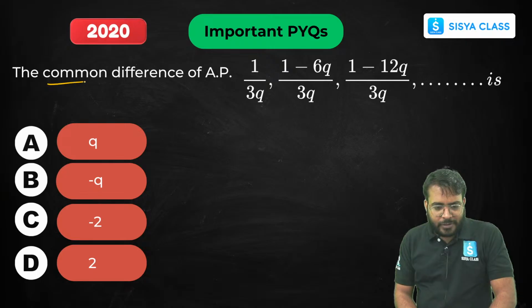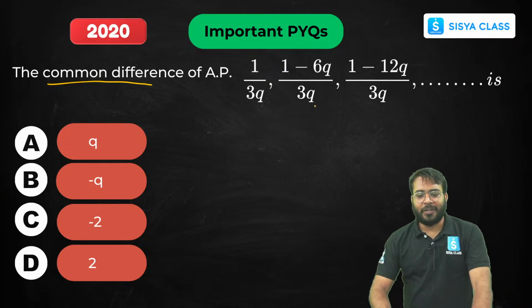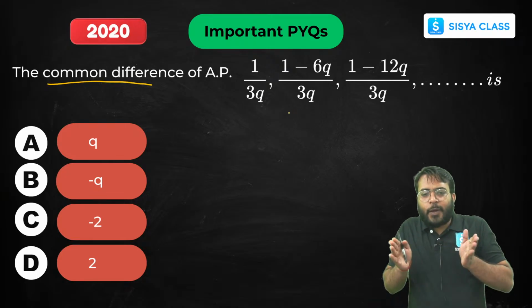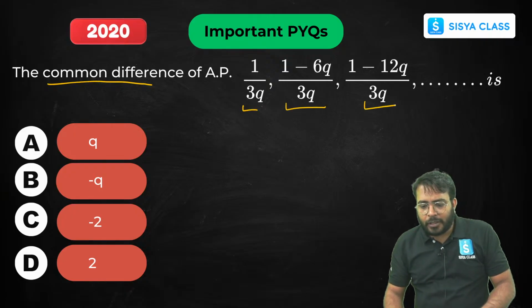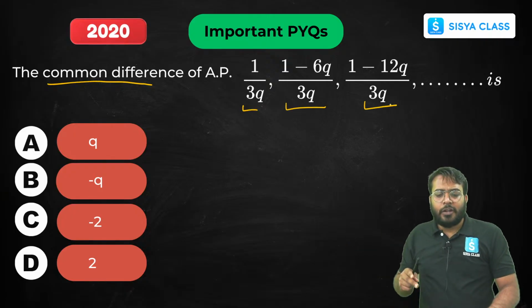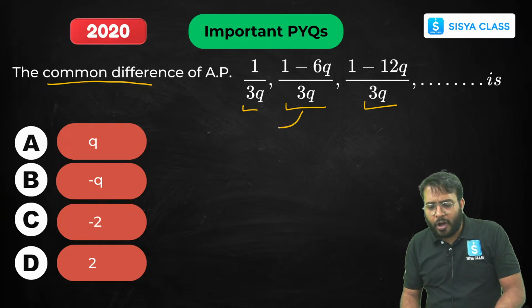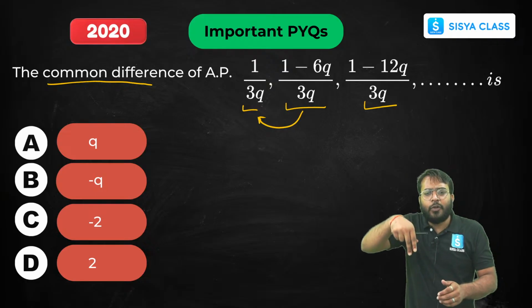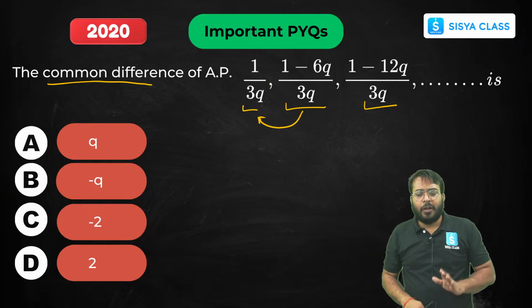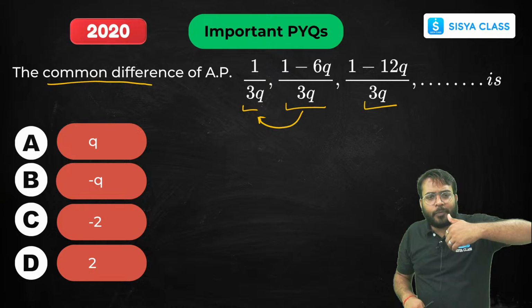कॉमन डिफरेंस ऑफ AP, all right? एक AP सीक्वेंस आपके पास दिया है, ठीक है? उसका फर्स्ट टर्म A है, सेकेंड टर्म, थर्ड टर्म, एंड सो ऑन, ऑलराइट? You need to find out the common difference. Common difference means always you have to subtract, okay? From the current term you have to subtract the previous term. All right, okay, from the current term you have to subtract the previous term.